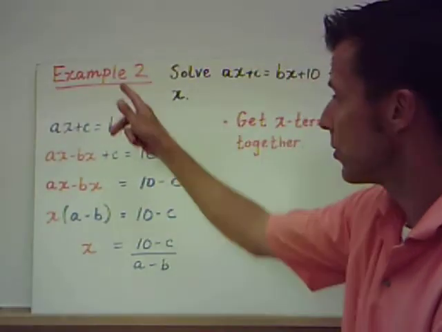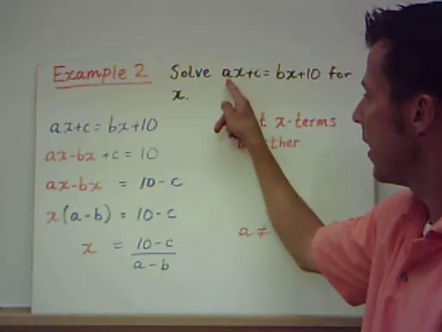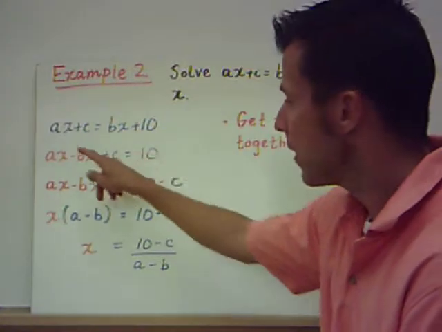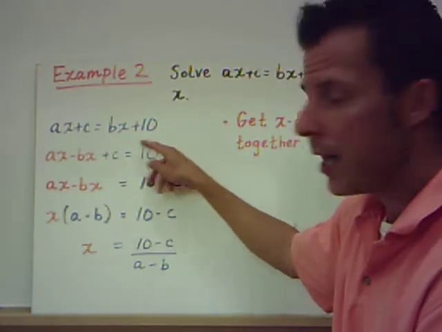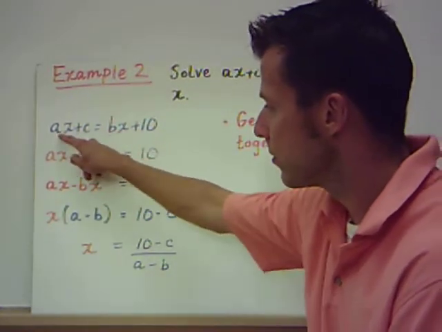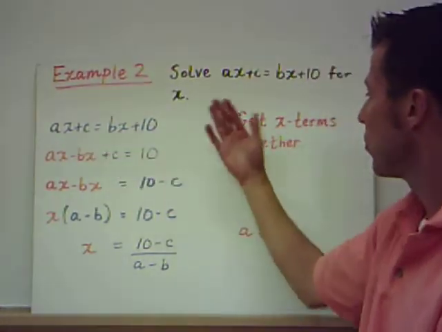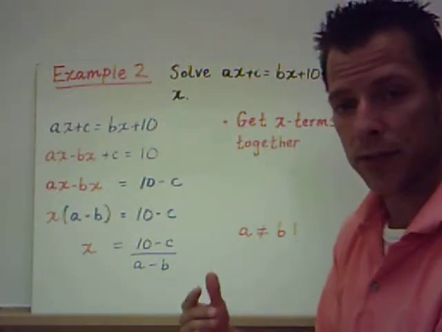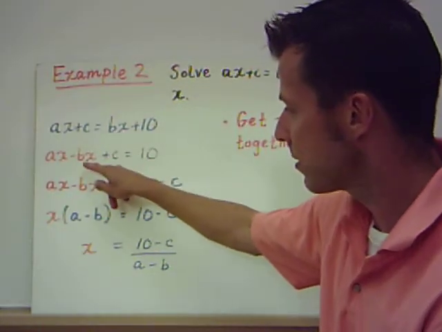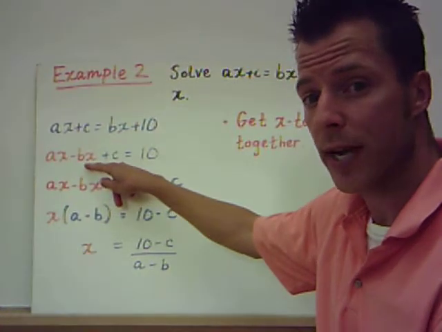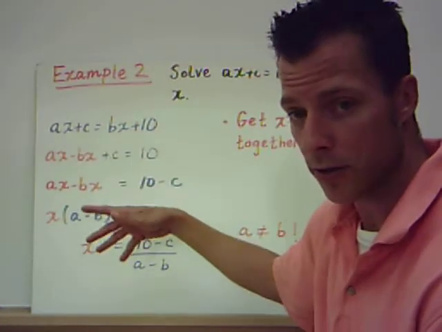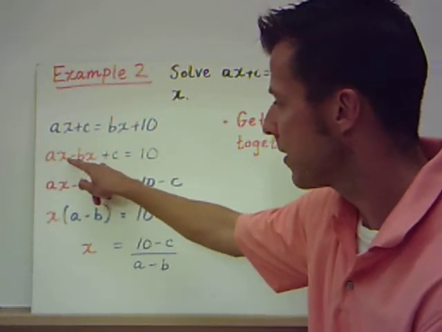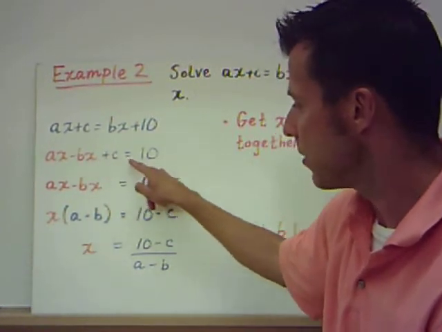Here's our actual official example 2. Let's solve AX plus C equals BX plus 10 for X. So I rewrite my equation, and now notice I have two X terms, one on each side. So we're looking to solve for X, okay? So get X terms together. So I'm going to subtract BX from both sides. It really doesn't matter because we don't know which value is larger, A or B, so I just chose B. So I subtracted BX from both sides, so I'm left with AX minus BX plus C equals 10.